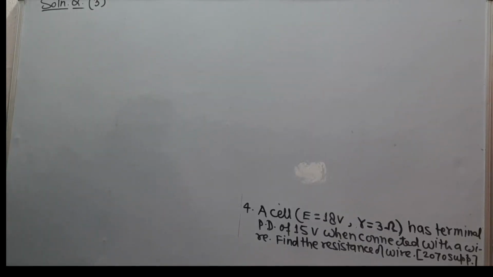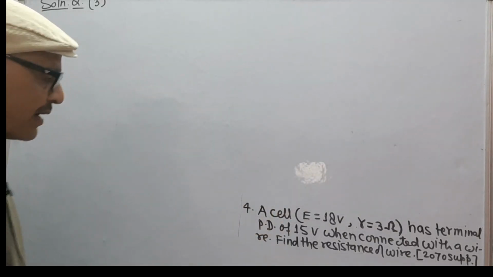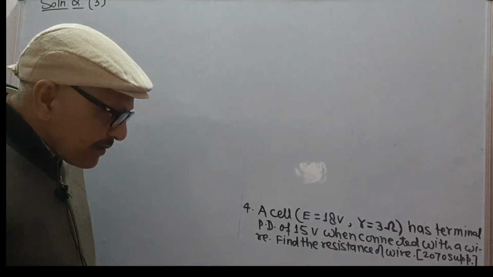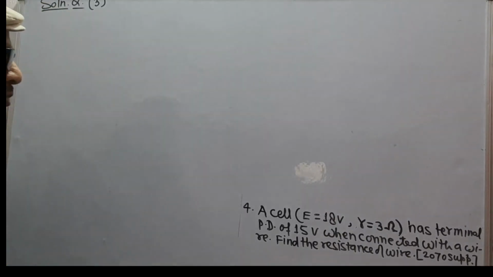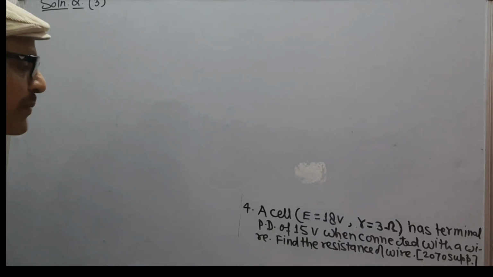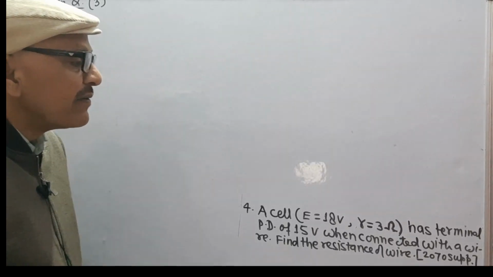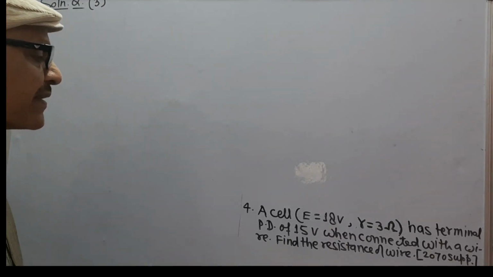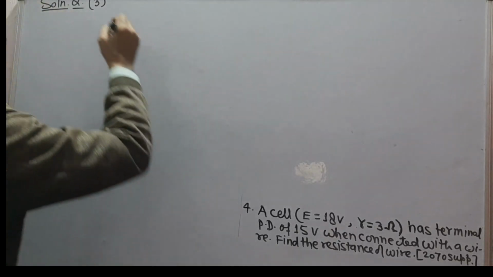Next question number 4. The question is, a cell of EMF 18 volt and internal resistance 3 ohm has terminal potential difference of 15 volt when connected with a wire. Find the resistance of wire.